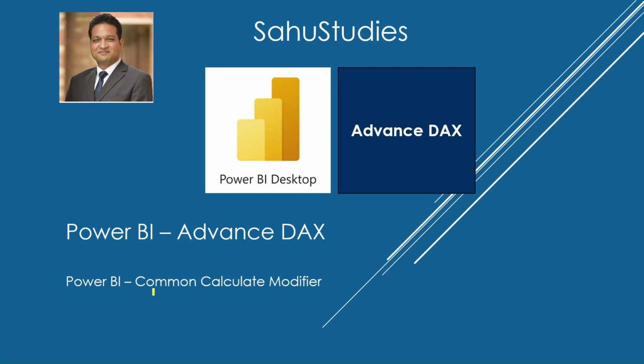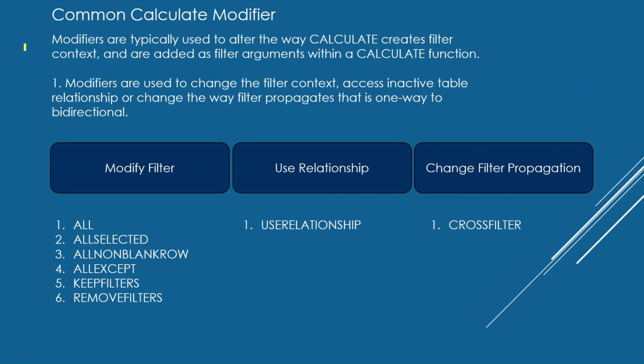In this video, we are going to discuss common CALCULATE modifiers in Power BI. Modifiers are typically used to alter the way CALCULATE creates the filter context, and are added as a filter argument within the CALCULATE function. We use modifiers to alter the way CALCULATE creates the filter context.